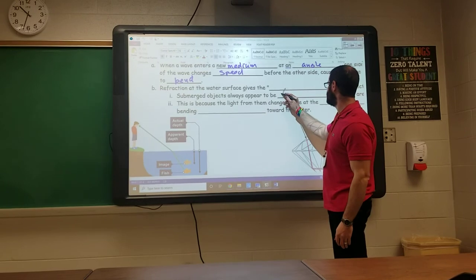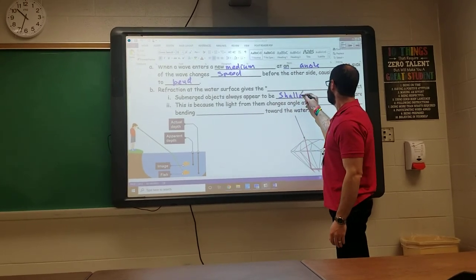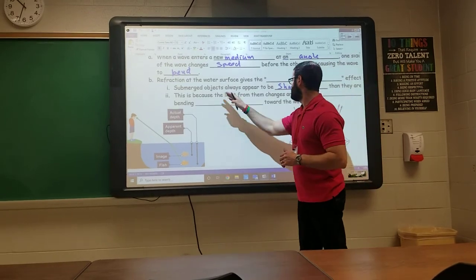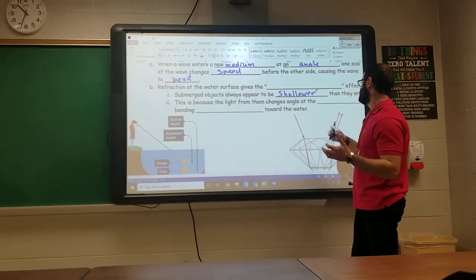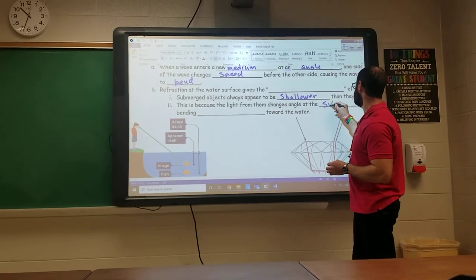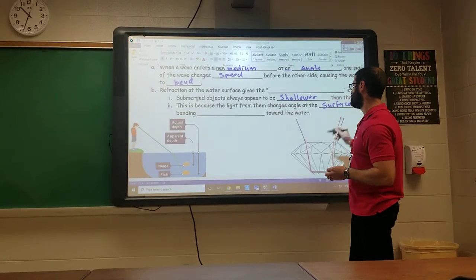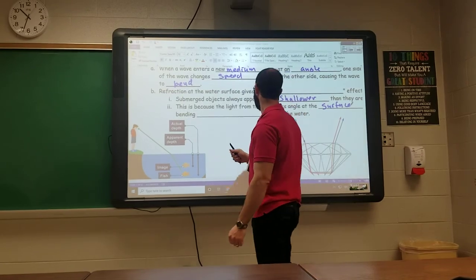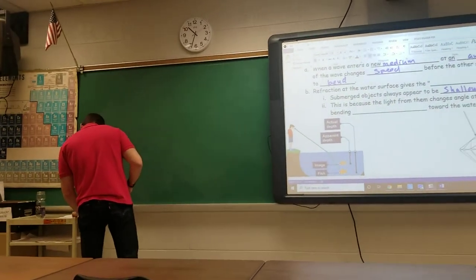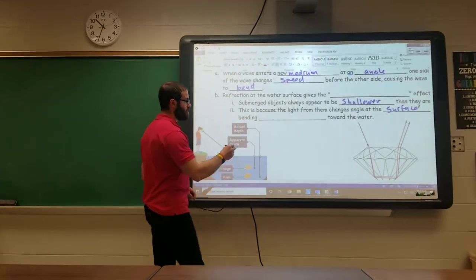So submerged objects always appear to be shallower than they are, and this is because the light from them changes angles, right? The angle changes at the surface, which bends. Okay, it's bending downward toward the water.